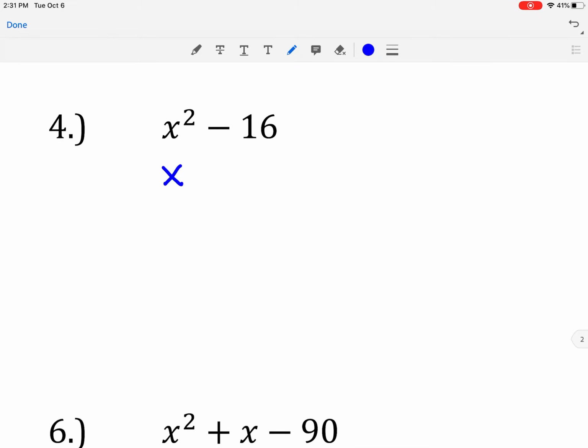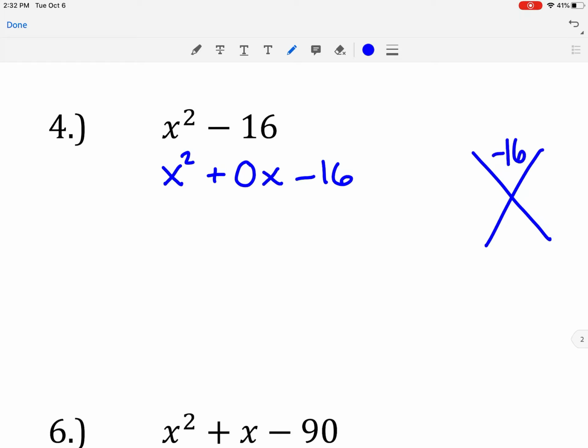Over here, I'm going to rewrite this so that we have our x term. We're missing our middle term, so I'm going to fill that in with a 0x. We don't have any, but I can represent that with a 0. So when I fill this out, we need two numbers that multiply to be negative 16 and add together to be 0. Looks like it's going to be 4 and negative 4.